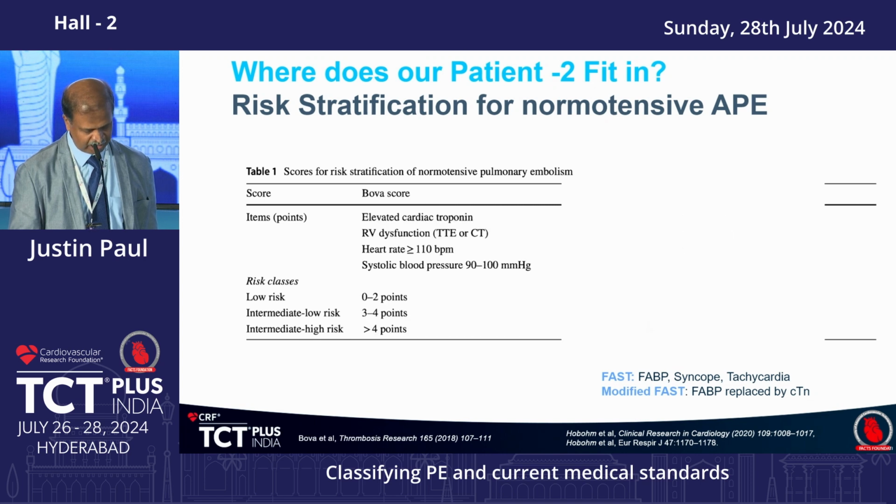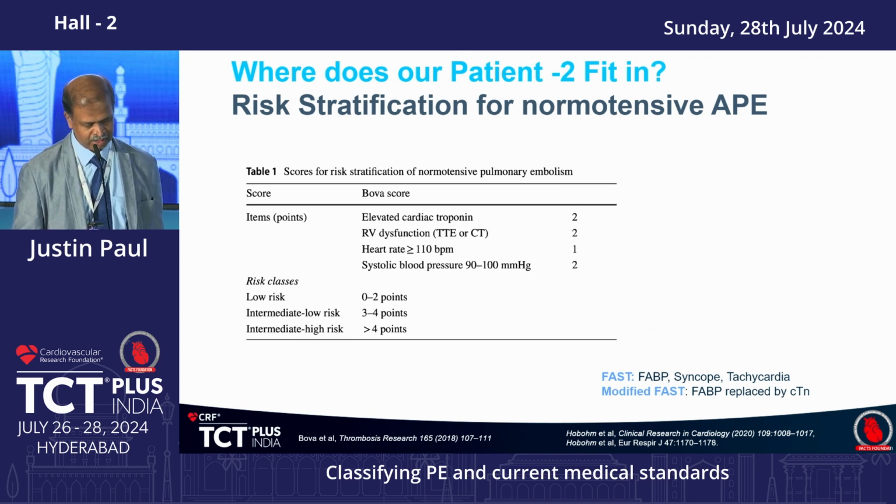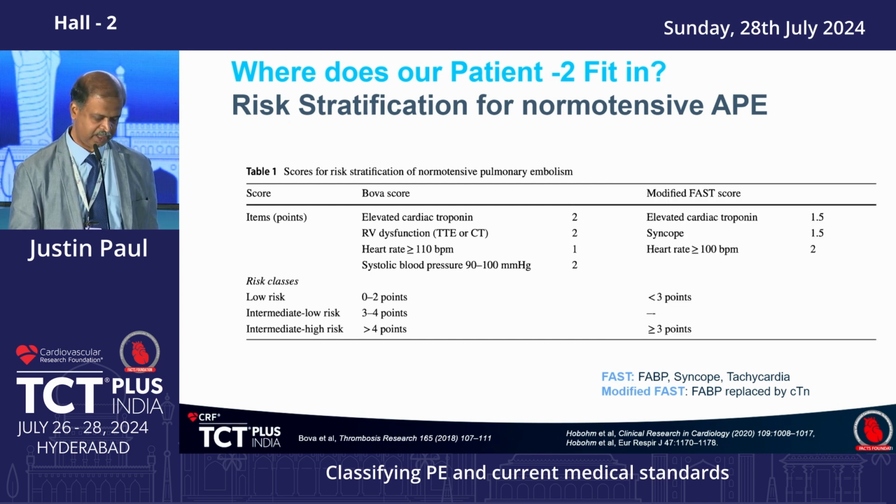The other score that we have is the BOVA score. This is much better validated. You can see that this classifies intermediate low as well. Elevated troponins, RV dysfunction 4, heart rate more than 110, SBP between 90 and 100. So basically she has 7 points. She is a very high risk patient, intermediate high risk group.